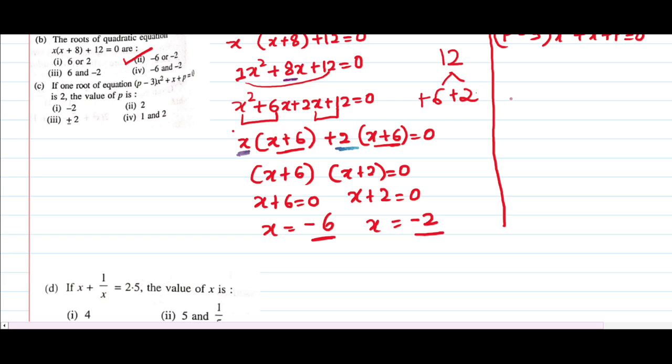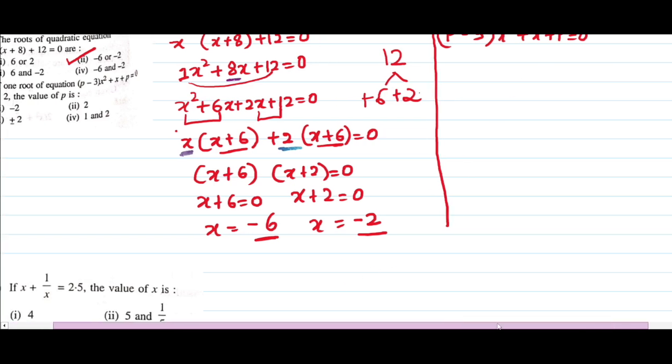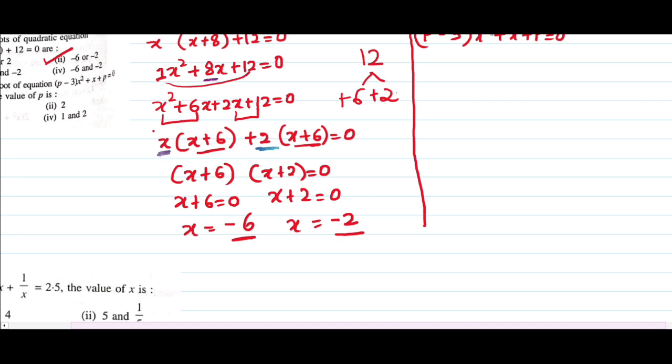Okay, so now what we will do here is put x is equal to 2, since they have given x is equal to 2 and we have to find the value of p. After putting x is equal to 2, we get p minus 3 into 2 square plus 2 plus p is equal to 0. So it is of the form p minus 3 into 4 plus 2 plus p, which is equal to 0.